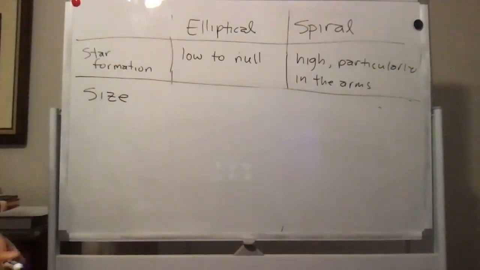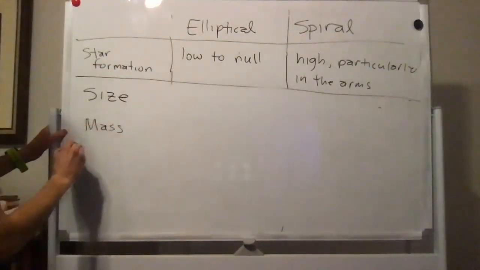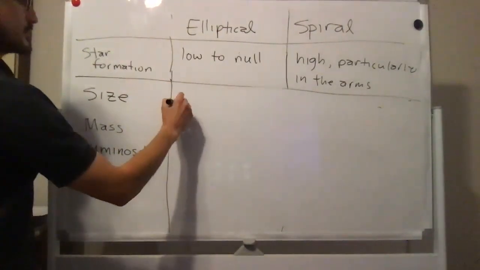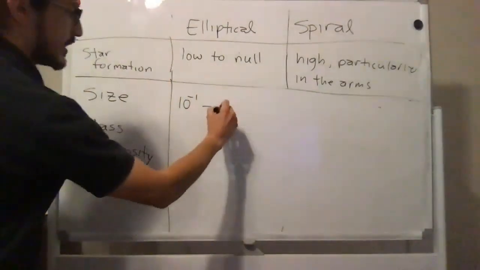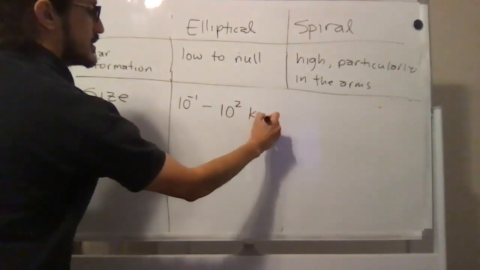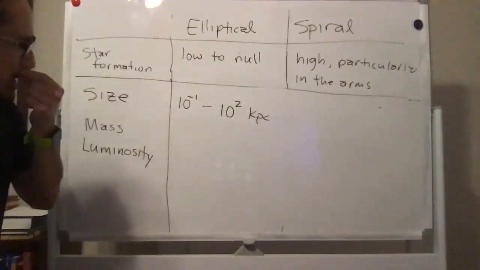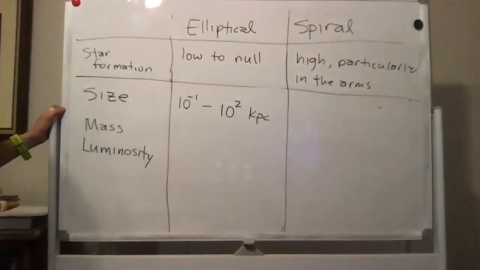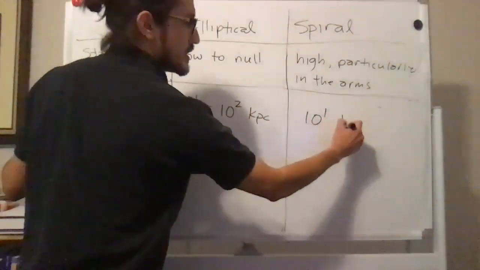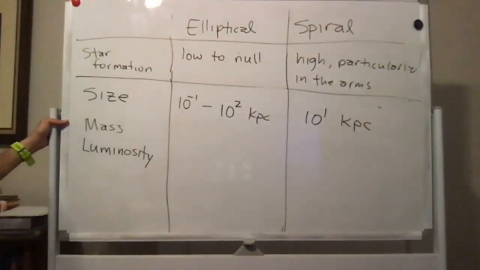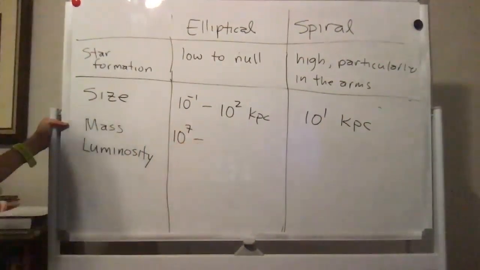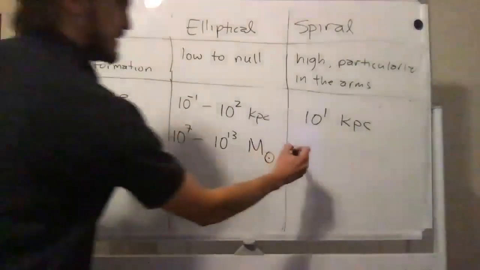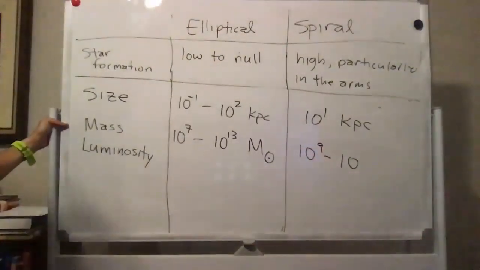Elliptical galaxies are more diverse in terms of size, mass, and luminosity. So in terms of size, they go from 10 to the negative 1 to 10 to the positive 2 kiloparsecs. A kiloparsec is 3,000 light years or so. Spiral galaxies are in the 10 to the 1 kiloparsec range. For the mass, some of them are pretty tiny, 10 to the 7, but some of them are pretty humongous, 10 to the 13 solar masses. The range for spiral is 10 to the 9, 10 to the 12.